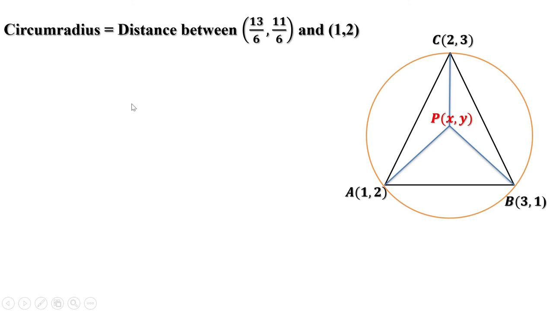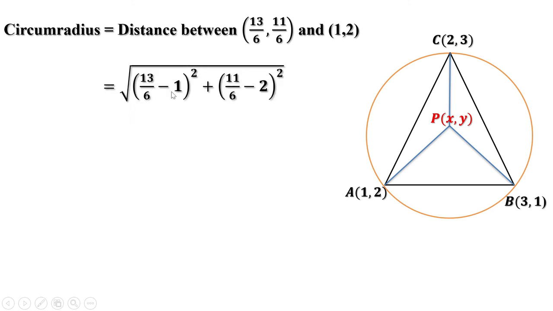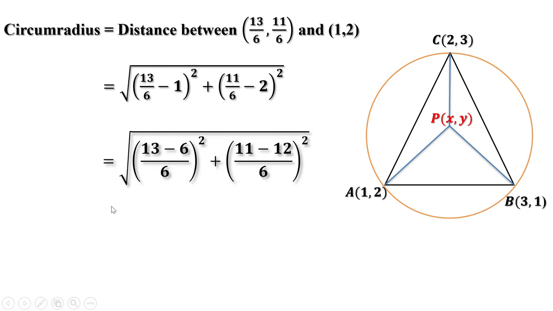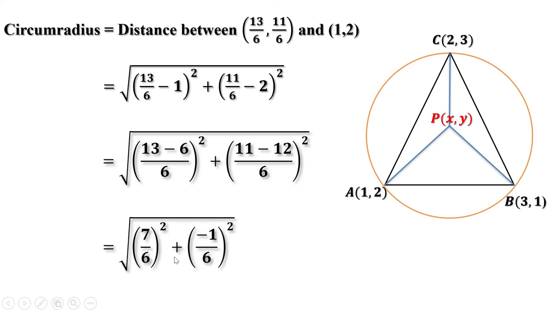So the distance can be written as root of (13 by 6 minus 1) all square plus (11 by 6 minus 2) all square. 6 into 1 is 6 and 6 into 2 is 12. So this can be written as root of ((13 minus 6) all divided by 6) all square plus ((11 minus 12) all divided by 6) all square. 13 minus 6 is 7 and 11 minus 12 is minus 1. So this can be written as root of (7 by 6) all square plus (minus 1 by 6) all square. 7 square is 49, 6 square is 36, minus 1 square is 1 and 6 square is 36.